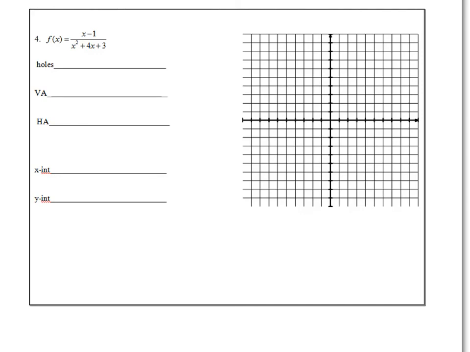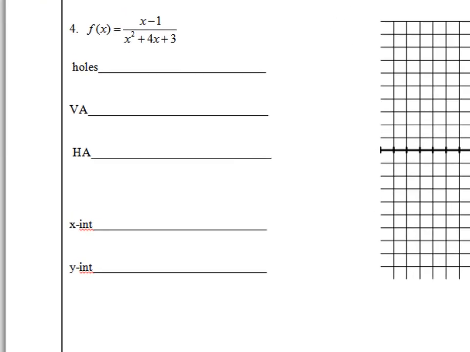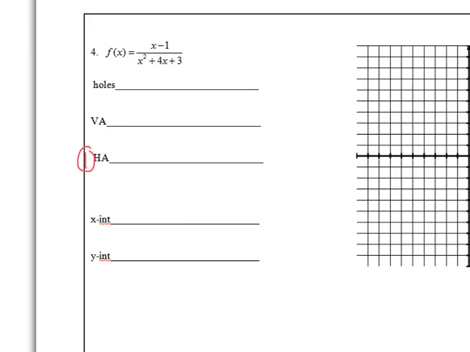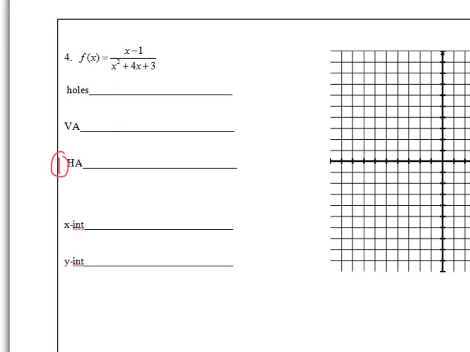Last problem of the day. So we look at starting with our VAs, our HAs. So we start there. Well, I'm looking at my degree on top. It's just an X, so we know it has an invisible 1. Degree on the bottom is a 2. Whenever the degree is bigger on the bottom, we know our horizontal asymptote is y equals 0. So let's put that on the graph.